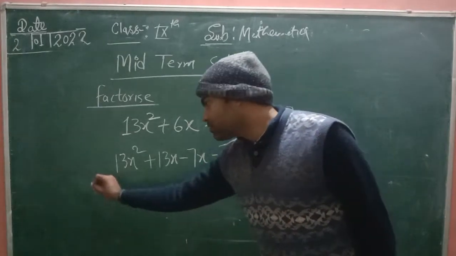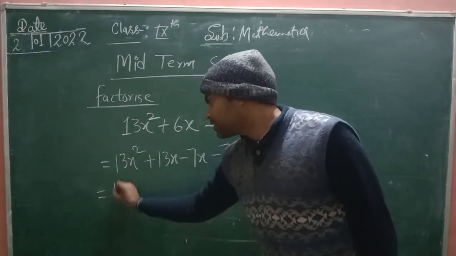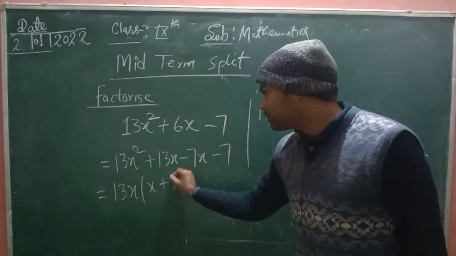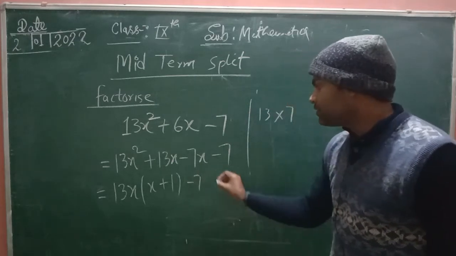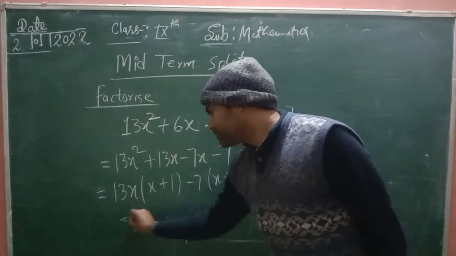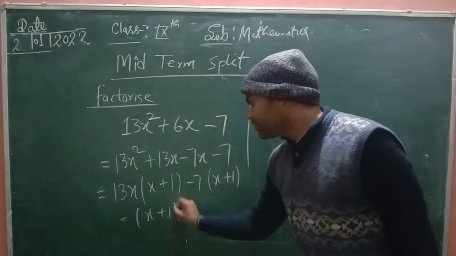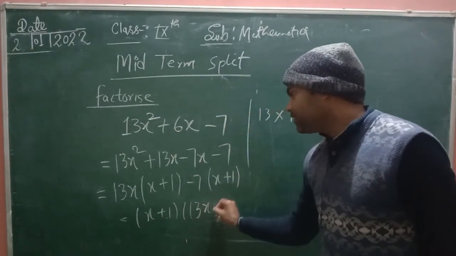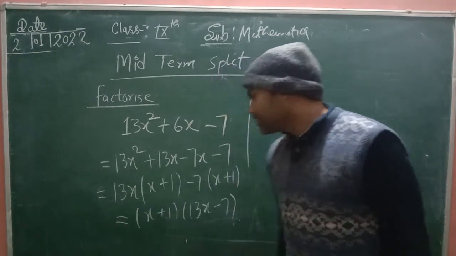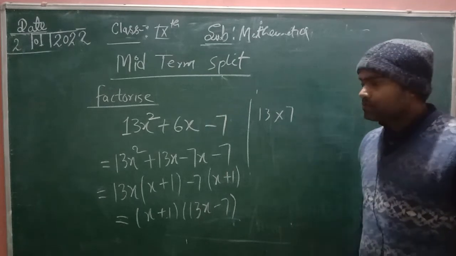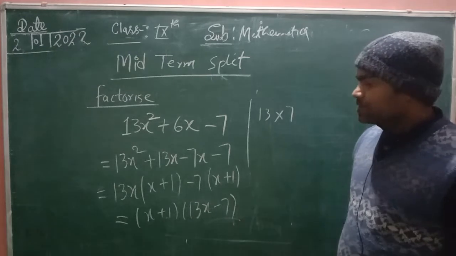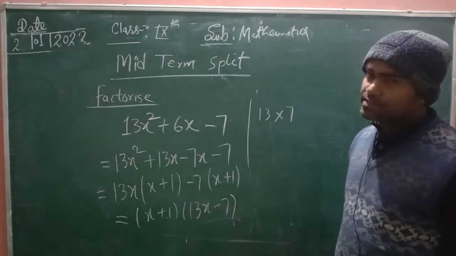Now take 13x common: x plus 1. Take minus 7 common: x plus 1. Hence x plus 1 into 13x minus 7. It is the answer for this particular factorization problem.